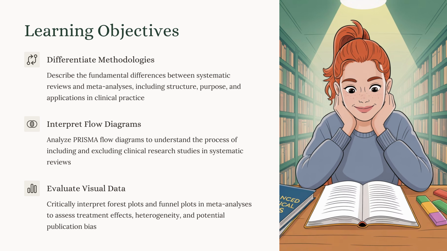So how do you actually look at meta-analysis output? You need to know how to look at forest plots versus funnel plots and things like that, to know if there's an actual treatment effect, if there's heterogeneity, which is a type of bias, or other potential publication biases.